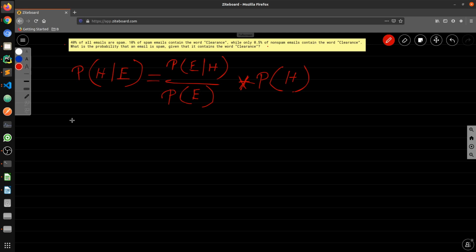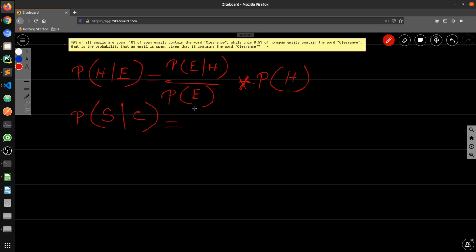All right, so here what do we have? We need to find the probability that an email is spam given it contains the word clearance. So this is what we have to find in this problem. So let's just put the formula as it is.